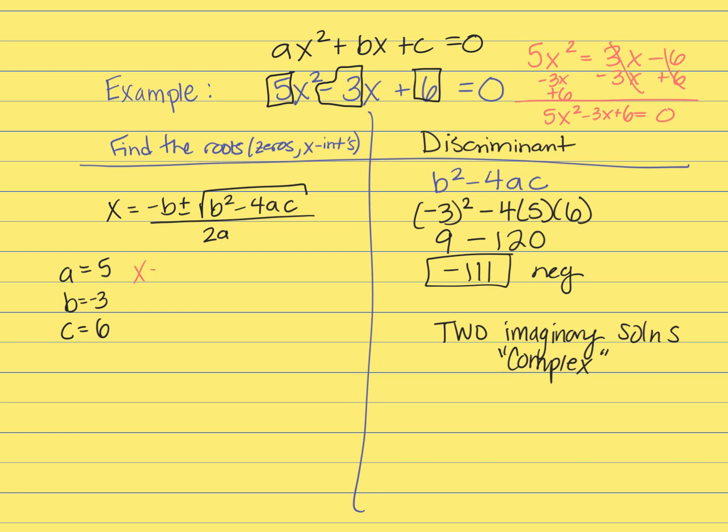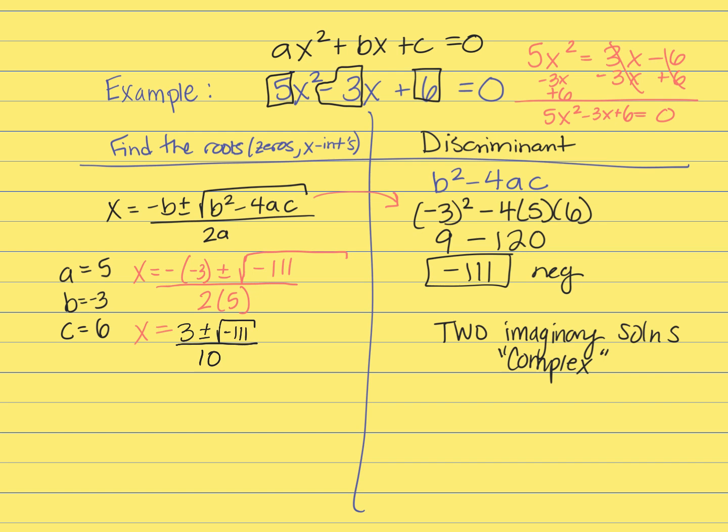Let's plug in. So we have x equals negative 3. Notice how I'm using parentheses when I plug in my numbers. And then I already solved my discriminant. I found it to be negative 111. So just leave it like that, negative 111, because I already solved it over here. And then I have all over 2 times 5. So let's rewrite this. Let's clean this up. I have x equals negative 1 times negative 3, which is positive 3, plus or minus the square root of negative 111 all over 10.